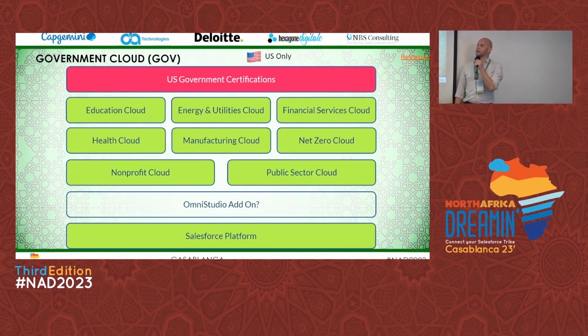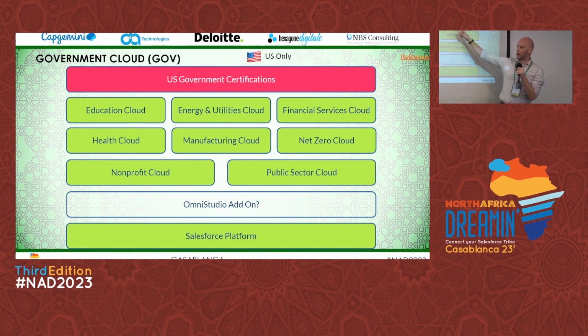And then Government Cloud. Government Cloud is kind of the weird one, where this isn't actually an industry cloud in itself. This is only for U.S. customers, and as far as I understand, the added value is that you can buy one or multiple of these different industry clouds, and then they will give you U.S. government certification on top of it.